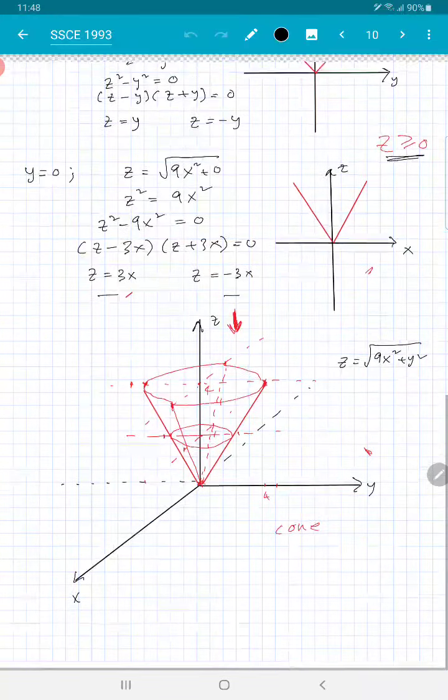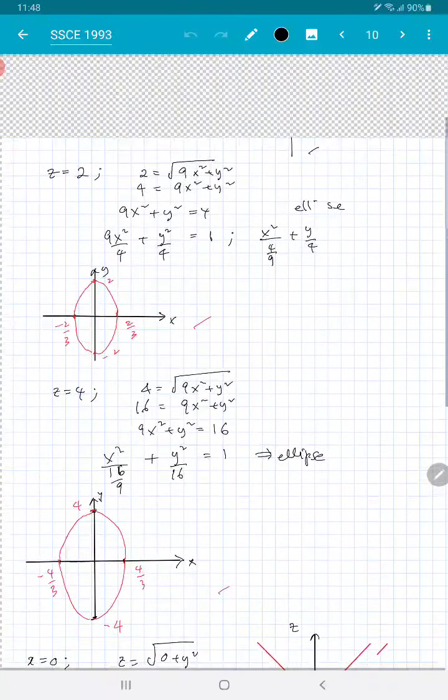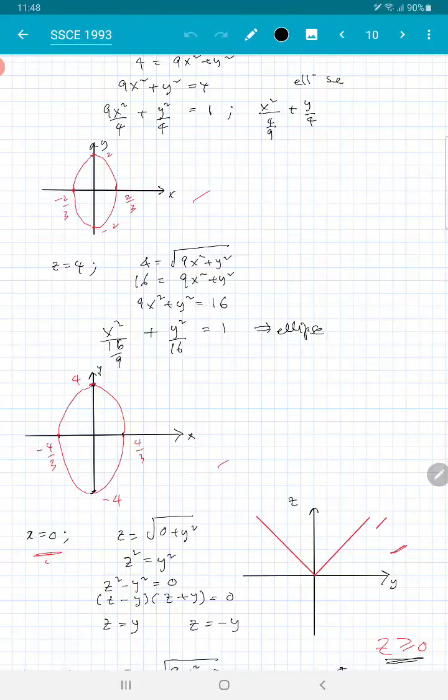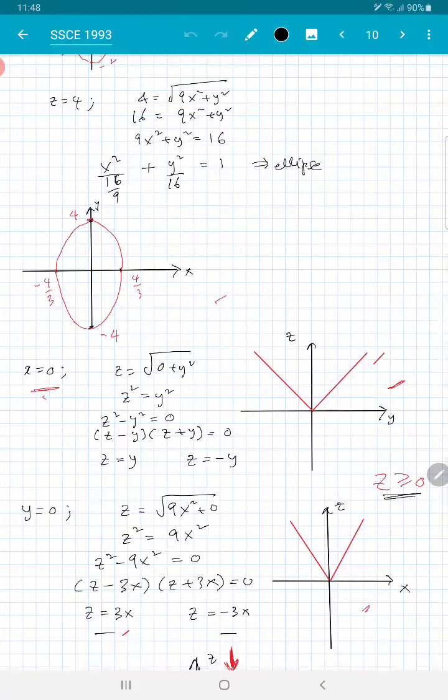So the technique is still the same. We get a few level curves. So here we've plotted three level curves: z equals 0, z equals 2, z equals 4. So the view from above, you see, is an ellipse. And the view from the front, we get a V shape. And the view from the side, we get a V shape as well. Put them together, then we get a cone.